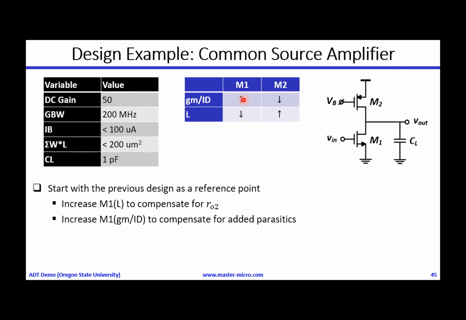And from the designer's intuition, we know that for the input device, I need to use a higher gm over ID and a small L. For the bias device, I need to use a small gm over ID and a large L, and you can actually learn these trade-offs from the slides that I have shown previously. So if we take the previous design as a reference point, I need to increase the channel length a bit to compensate for the parallel resistance here. And also I need to increase the gm over ID a bit to compensate for the added parasitics from M2.